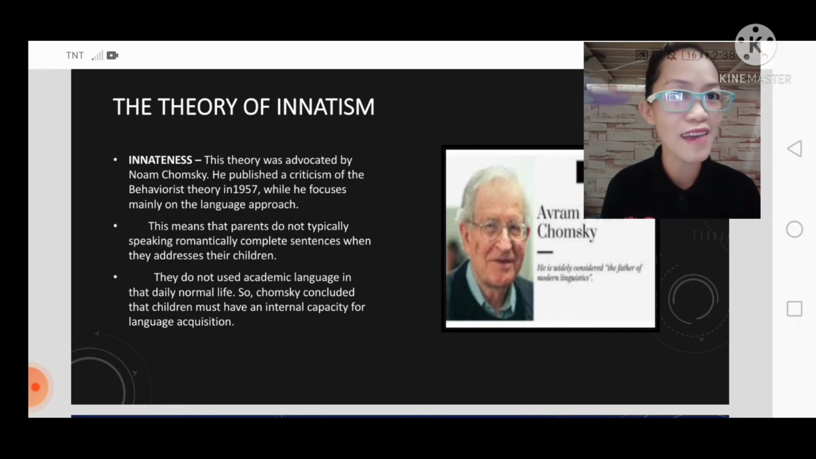One of those theories is the theory of innatism, or innateness. This theory was advocated by Noam Chomsky. He published a criticism of the behaviorist theory in 1957, focusing mainly on the language approach. This means that parents do not typically speak in grammatically complete sentences when they address their children. They do not use academic language in daily normal life. So Chomsky concluded that children must have an internal capacity for language acquisition.